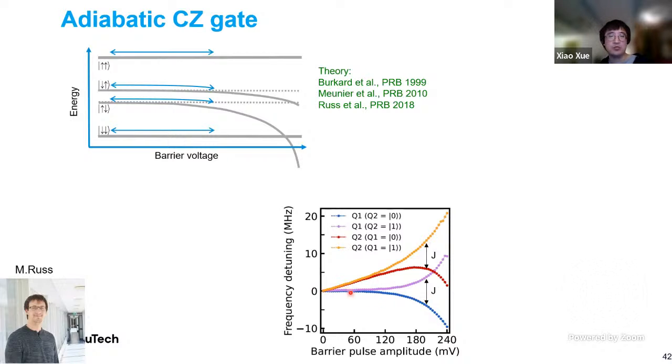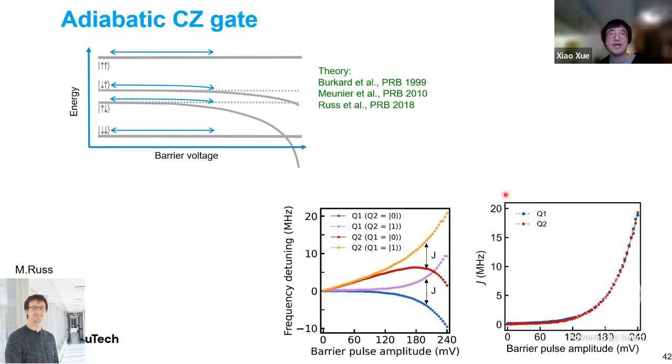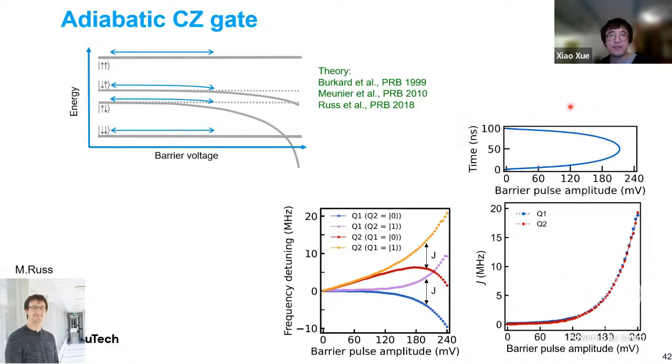And there's some background which can be naively understood as some Stark shift. So we can extract the exchange interaction as a function of the barrier pulse amplitude, which goes exponentially. We fit it by a single exponential function, and we design a pulse shape looking like this.